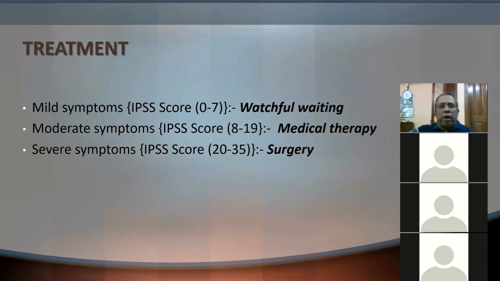So what about the symptoms? The treatment depends upon the symptoms. According to the IPSS score, 0 to 7 is mild symptoms: watchful waiting. If it is moderate, a score of 8 to 19, medical therapy. If it is severe symptoms, 20 to 35, go for surgery.